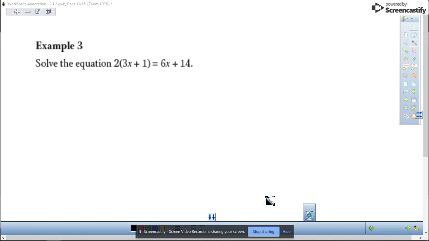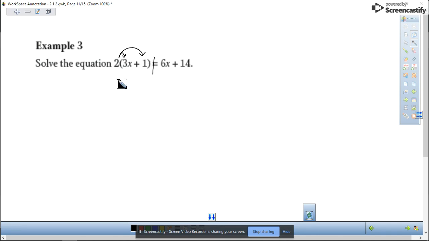Continuing on with 2.1.2, example 3. All right, so this one's a little different. We have something going on the left side. Again, not really a whole lot going on here on the right, just two terms, 6x and 14. But over here we got what you should obviously recognize, I hope, as the distributive property. So we need to take this 2 and multiply it through both parts.